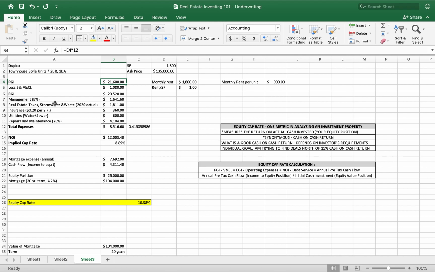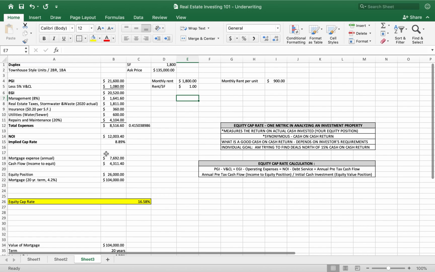This is a duplex, 2 bedroom, 1 bath. Monthly rent for each side is $900. I'm not going to get too much into these expenses: management, real estate taxes, insurance, utilities, repairs, and maintenance. Those are pretty typical expenses. But you can change them. If you change monthly rent to 1900, that of course changes the various things within the field. I love this. Excel is pretty easy to use in terms of doing this.